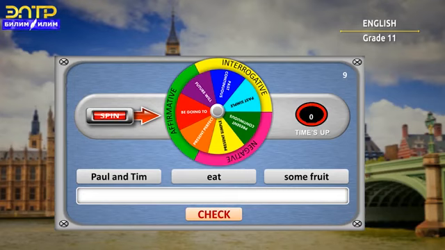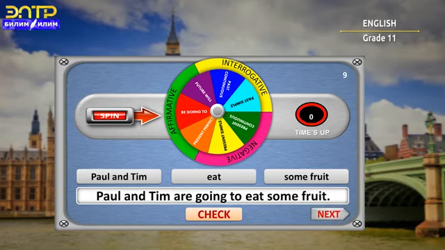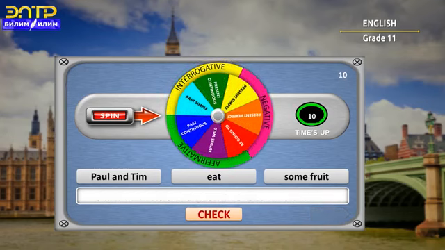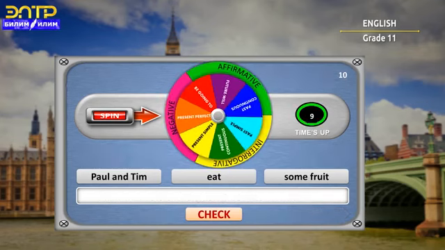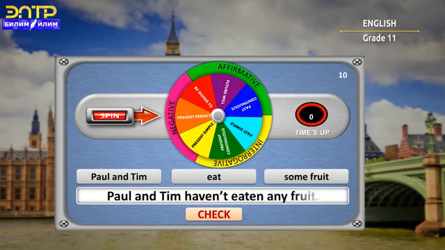It is a positive sentence to be going to. Let's check. Paul and Tim are going to eat some fruit. It is a negative sentence in the present perfect. Paul and Tim haven't eaten any fruit.